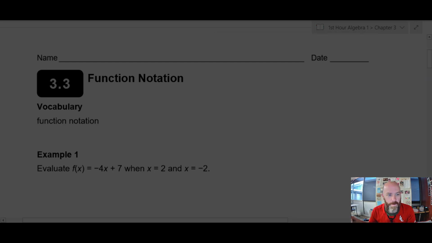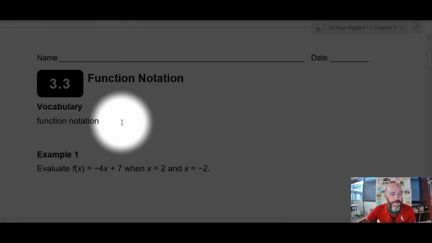All right, hello. Let's do our 3.3 notes on function notation. First, there's some vocabulary. So what is function notation?